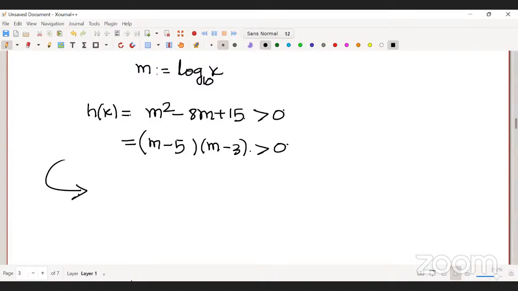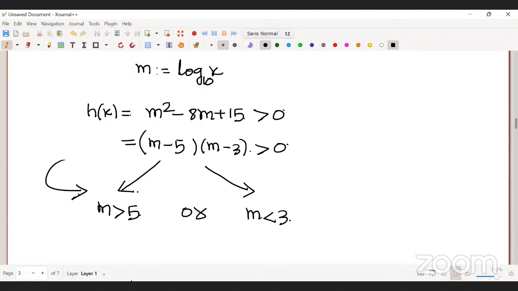Both would be greater, right? Okay, let me tell you the answer. One case is m is greater than 5, or m is less than 3. Okay, how are you getting this? Please explain this thing.